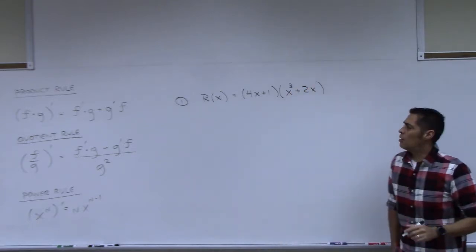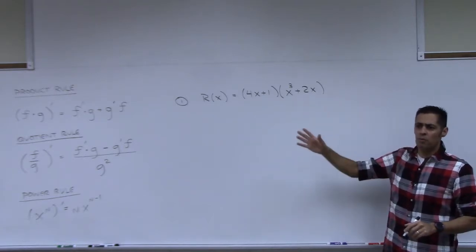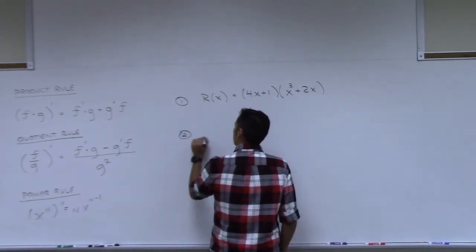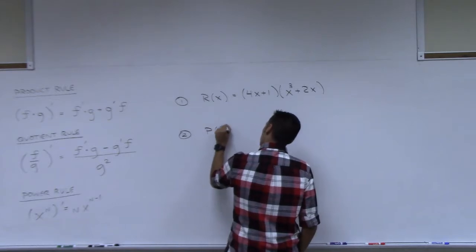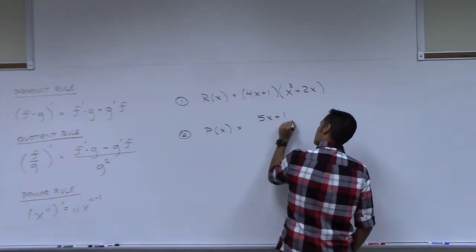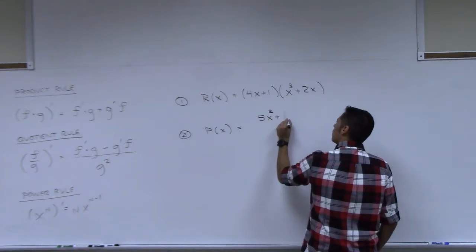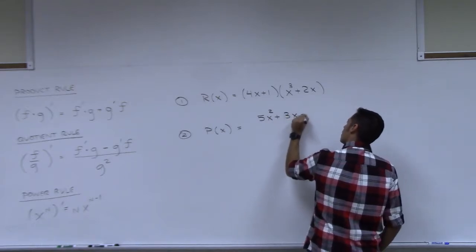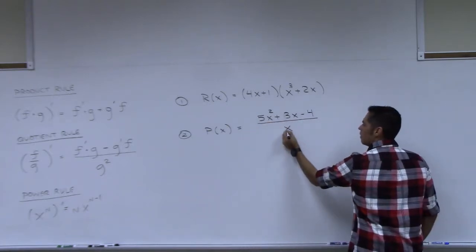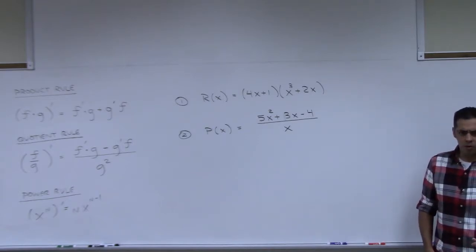Okay, now I'm going to tell you on that one, I want you to use the product rule. Even though I know you can multiply that out and avoid the product rule, I want you to practice using the product rule here. And on this one, I want you to use the quotient rule. Okay? I want you to use the quotient rule.